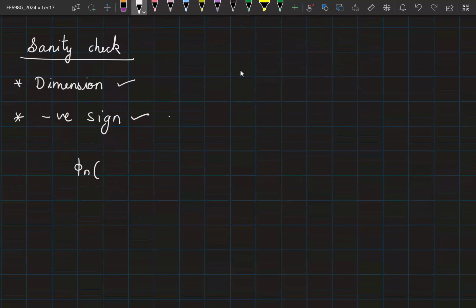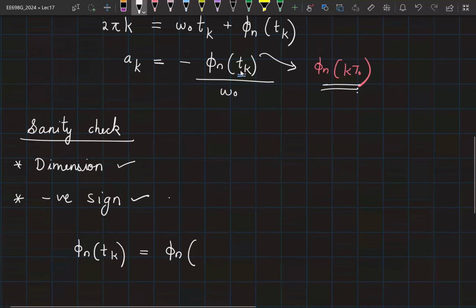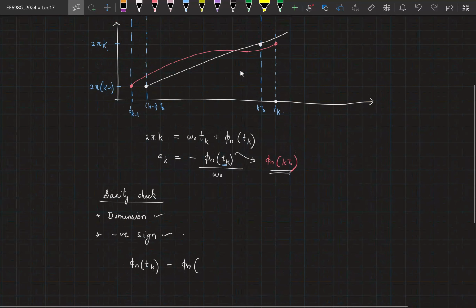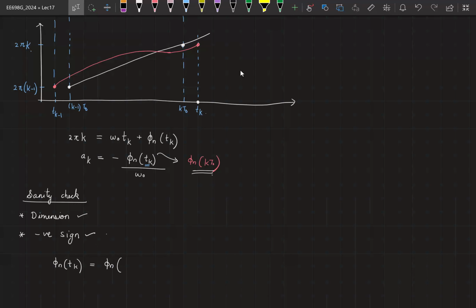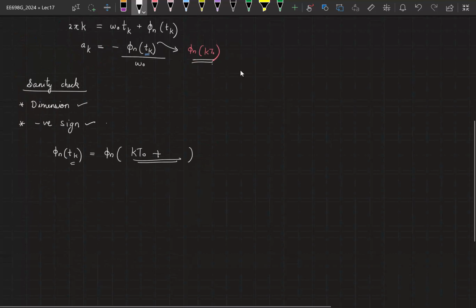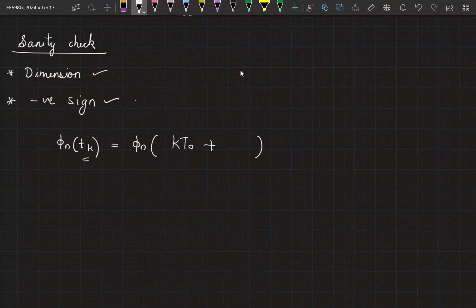So this is phi n of Tk. Can you tell me this phi n of Tk in terms of Kt naught and any other number that you think is relevant? So I want to write it as phi n at some point. What should I write here? I just don't want to write Tk. Kt naught plus something. What should that something be? Tk minus Kt naught. What is Tk minus Kt naught? It is ak. Right? So I can write this as Kt naught plus Ak.